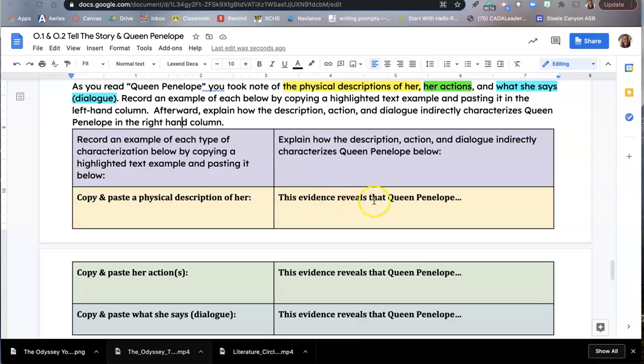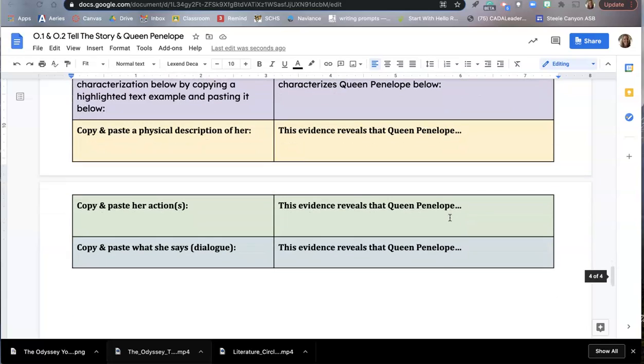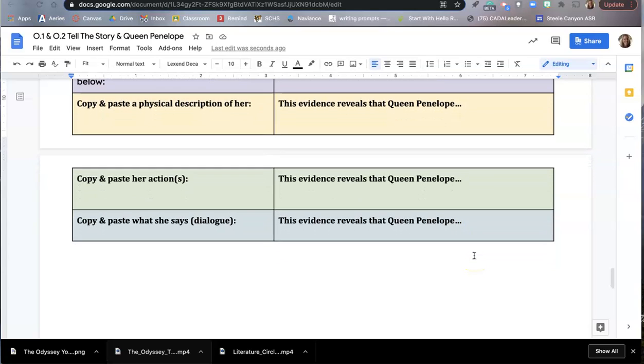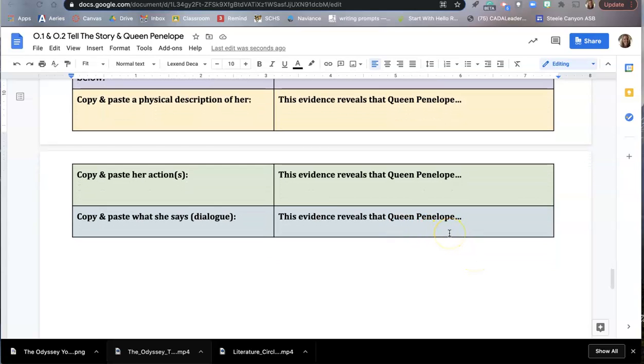So you'll say, this evidence reveals that Queen Penelope is, and you'll tell us the type of woman she is. Then, based upon her actions, this evidence reveals that Queen Penelope is, and you'll describe her. And then, based upon the dialogue, you'll say, this evidence reveals that Queen Penelope is, whatever it is, like describe her as a person based upon the dialogue. And then you're done. You will go ahead and turn this into Canvas, and you will be all set.